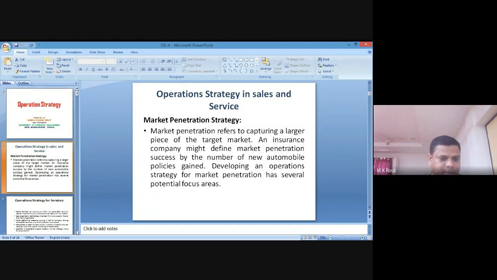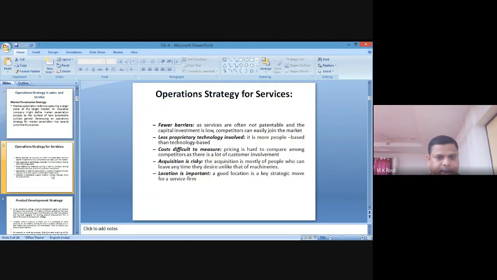Moving to the next part, in the previous class we also discussed that in the case of service, there are fewer barriers to entry, less technology involved, cost is difficult to measure, acquisition is risky, and location is important. From the fewer barriers point of view, services are often not patentable and the capital investment is very low, so competitors can easily join the market. Point number two: it is more people-based than technology-based, and in the case of cost being difficult to measure, pricing is hard to compare among competitors.